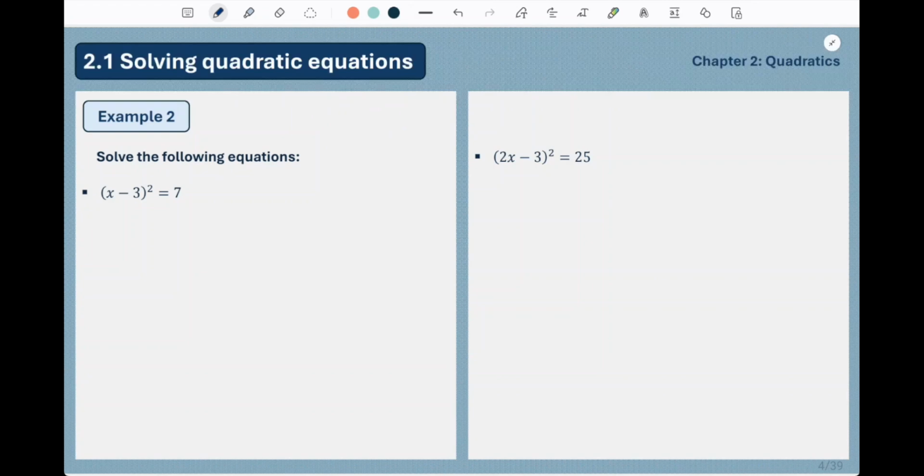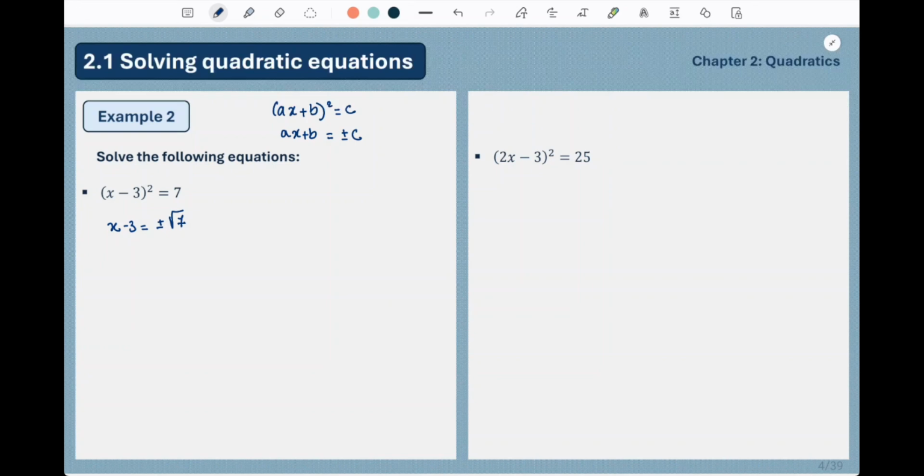So what you can do here is square root both sides, if that makes sense. Because it's a square, x minus 3 is equal to plus or minus square root of 7. So let me write here the general form: ax plus b squared equals c. When you solve it, it becomes ax plus b equals plus or minus square root of c. Why is this true? Okay, let's think of an example.